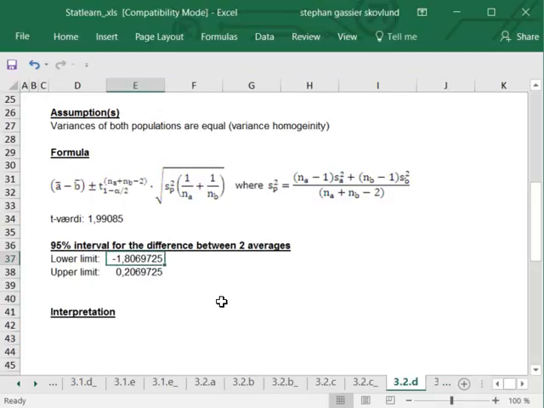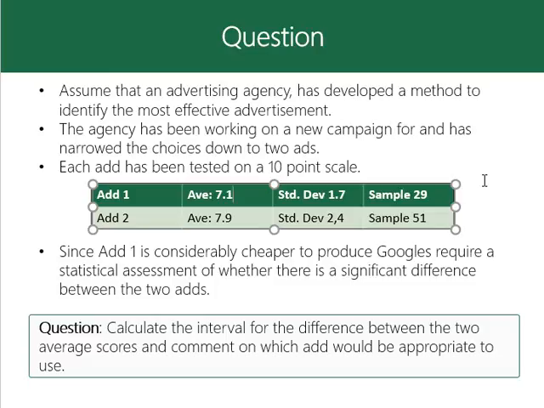When this interval is crossing 0, so when the lower is negative and the upper is positive, it means that we cannot say that there is a difference between the two averages. So based on this result, we can say that there is a 95% probability that the average ratings of ad 1 and ad 2 are equal, or the same. So based on these results, we cannot say that Google should go for ad 2, even though it seems to be better, because there is no significant difference between ad 1 and ad 2.